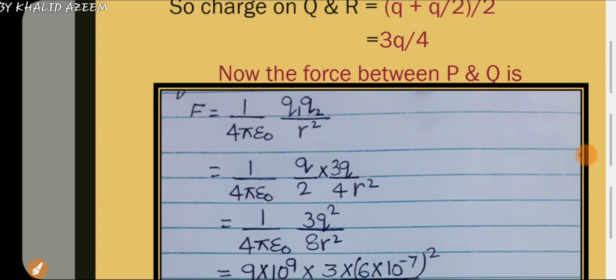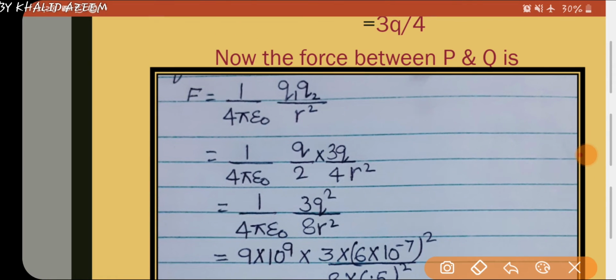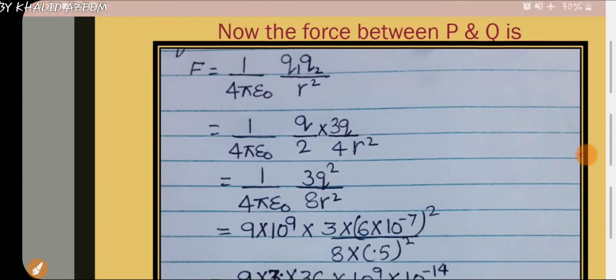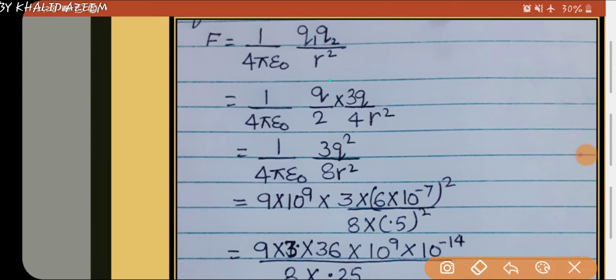Now the force between P and Q is given by F equals 1 upon 4 pi epsilon naught, Q1 Q2 upon r square. In place of Q1, I am writing Q by 2, the charge on P, and in place of Q2 I am writing 3Q by 4, the charge on Q, and this r square remains as it is. Now it will become 1 upon 4 pi epsilon naught, 3Q square upon 2 into 4, that is 8, r square.